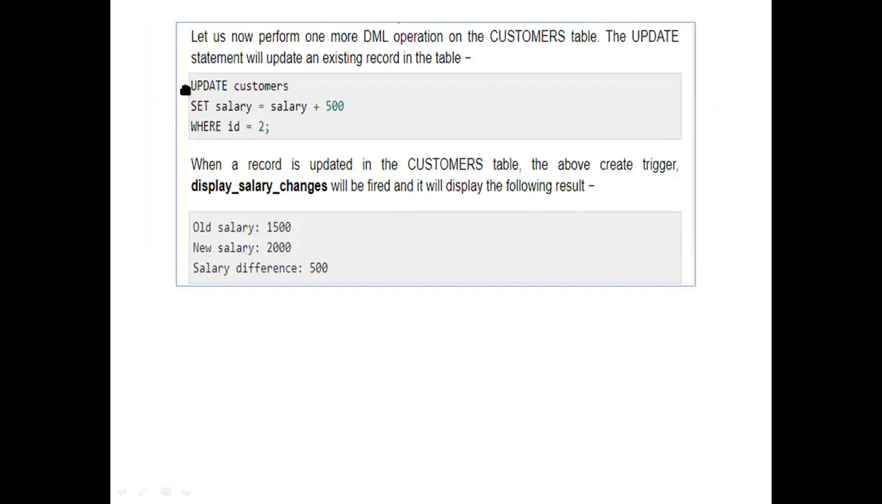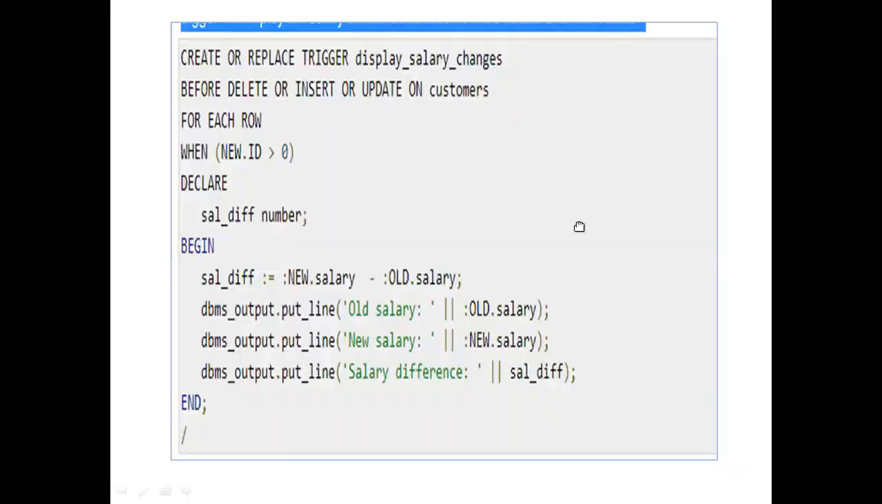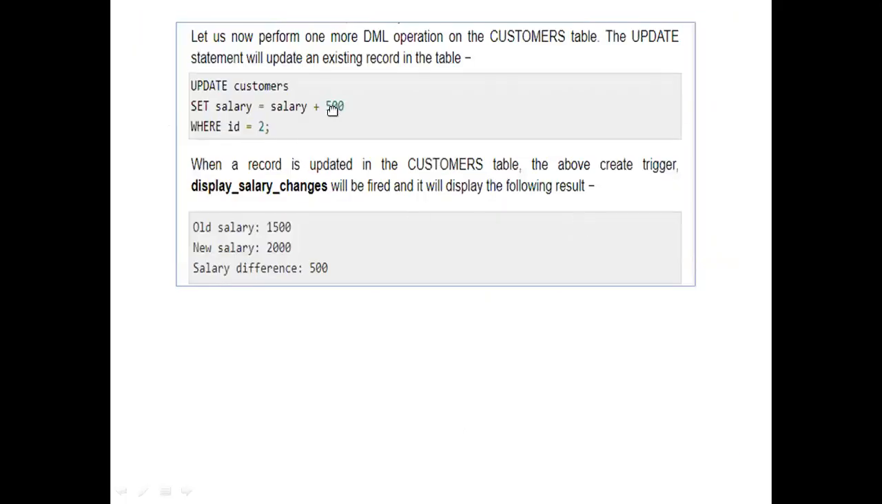Next, let us perform a DML operation. What I have done here: update customers set salary is equal to salary plus 500, where ID is equal to 2. Let us see who is the customer with ID 2. The customer with ID 2 is somebody by name Kilan, and his salary is 1500. Now what I have done, I have added 500 more.